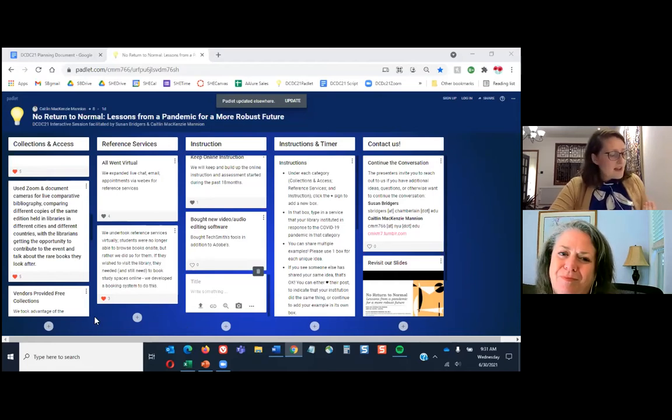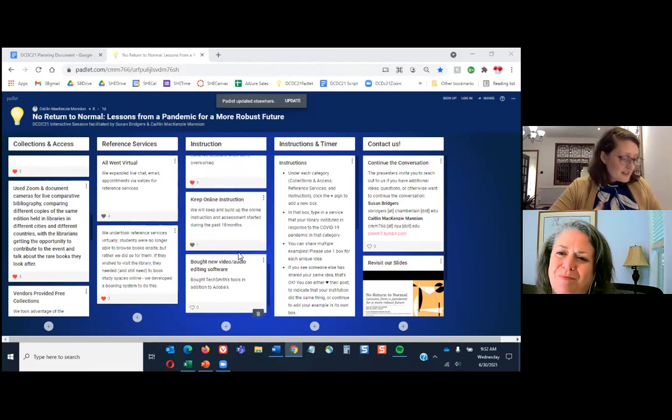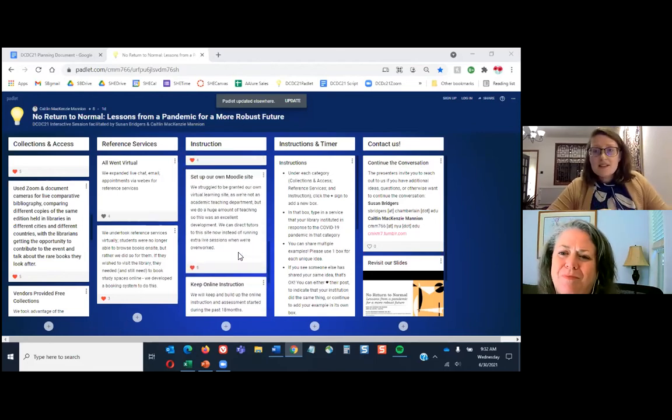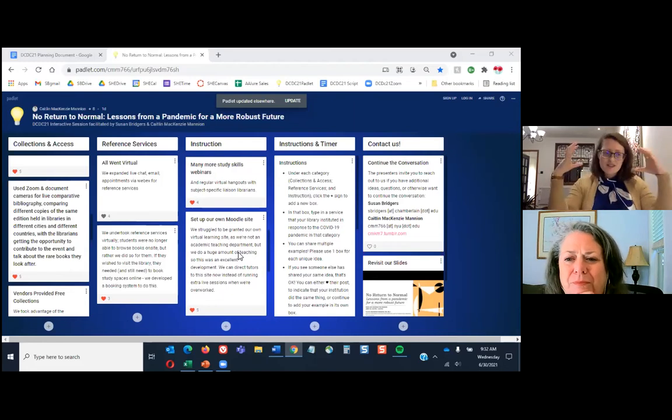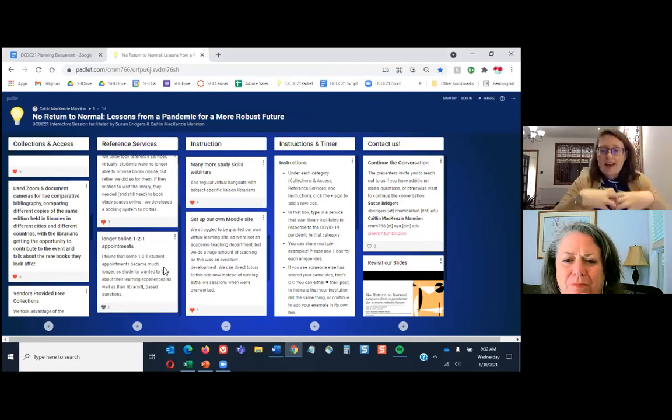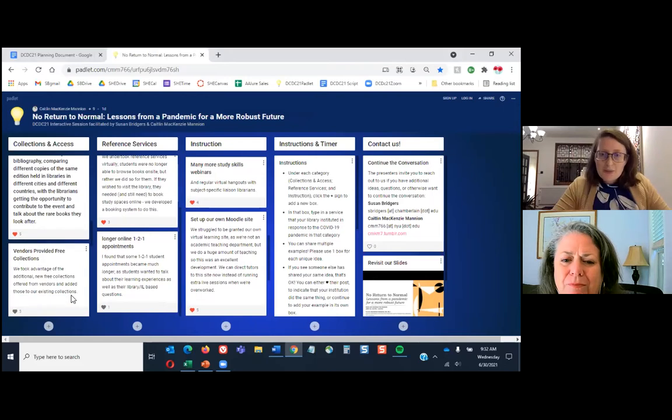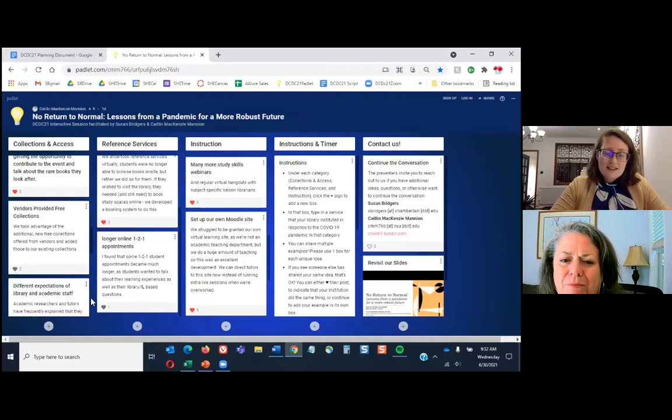It seems to me, looking at this Padlet and at some of the things that people are sharing, especially about instruction and the reference services, that what we're really seeing, almost under this incredible pressure of the pandemic, is that people were really showing an appetite for library services, for our instruction, and for the research services.